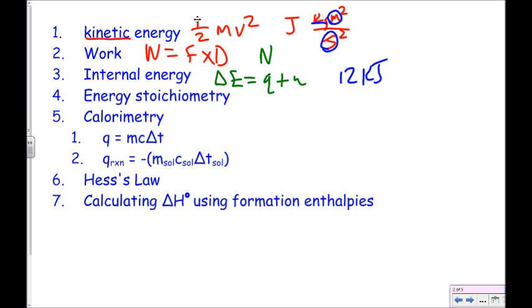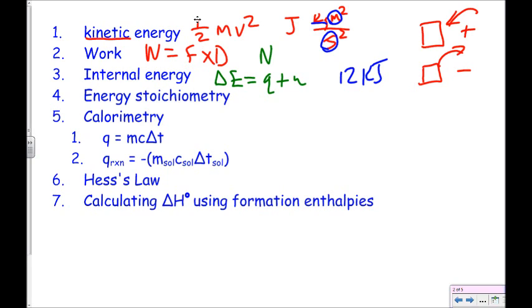Remember, there's two situations. You either can do work on a system by the surroundings, in which case work is being done on the system by the surroundings. That's the system gaining energy. That's going to be a positive W situation. But if it describes the system as doing work on the surroundings, that means the system is spending energy. It's going to be a negative work value.